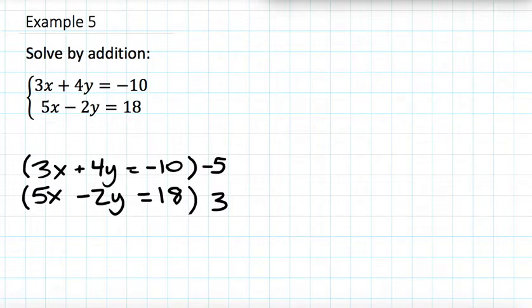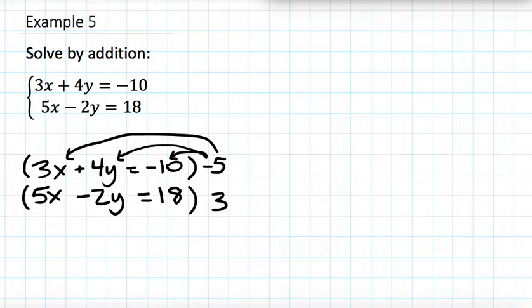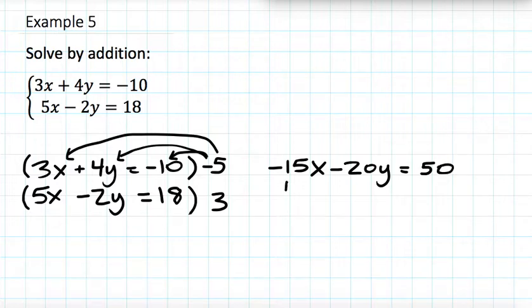So what I'm going to do is multiply everything in the top equation by negative 5, everything in the bottom equation by 3. So that includes all 3 parts here, the x, the y, and then the number by itself on the other side, and then all 3 parts for the bottom one as well. So when I do that, I'm going to get negative 15x minus 20y. Negative 10 times negative 5 is positive 50. You need to be really careful with signs here. One mistake with the sign, getting it wrong, is going to mess up the entire problem.